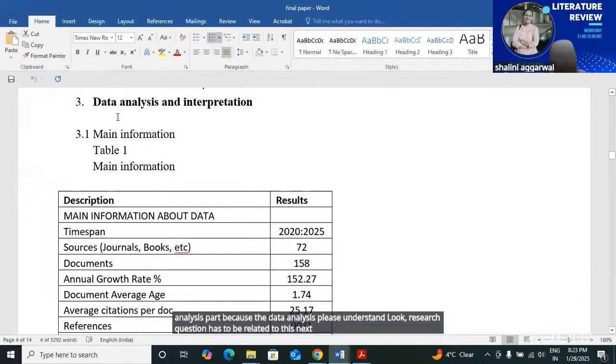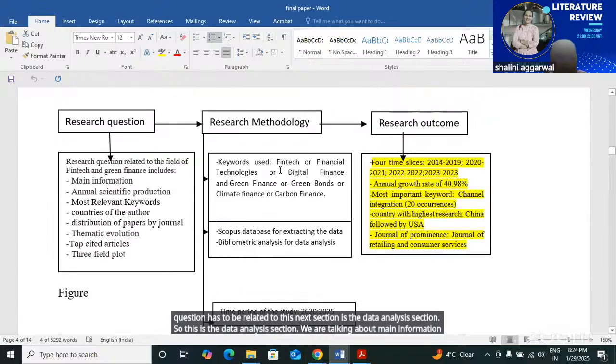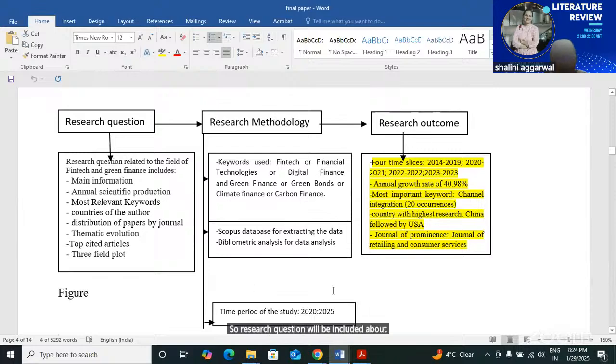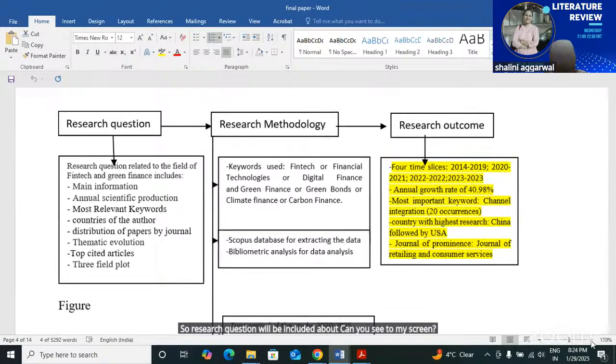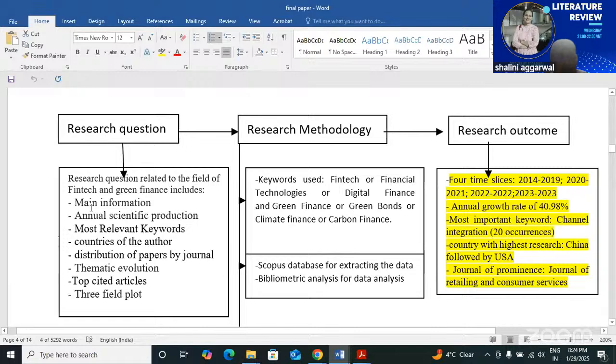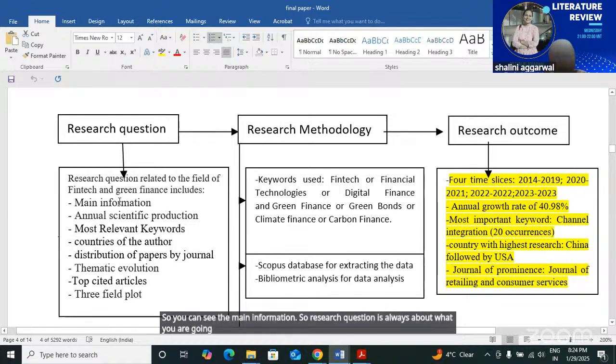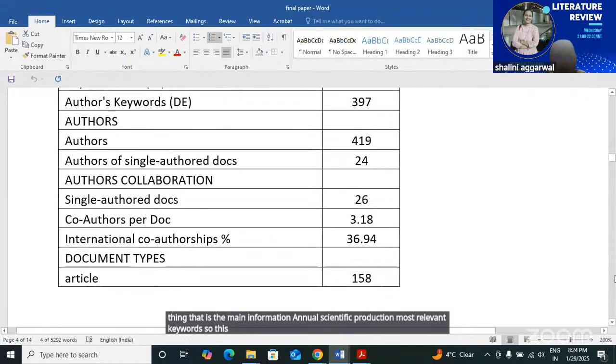Next section is the data analysis section. So this is the data analysis section. Here we are talking about main information. So research question will be included about, can you see my screen? So you can see the main information. Research question is always about what you are going to do into the data analysis part. So what is the first important thing? That is the main information, annual scientific production, most relevant keywords. So this is all there in the data analysis part.